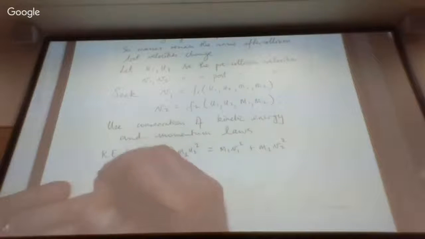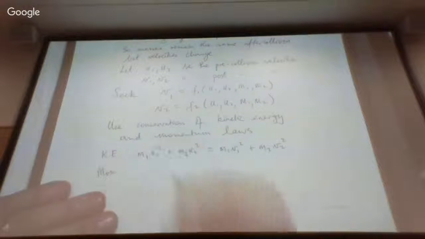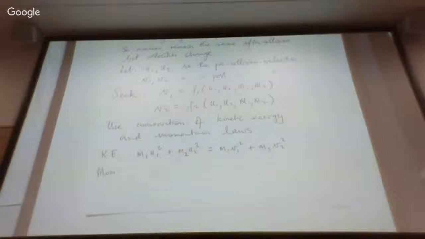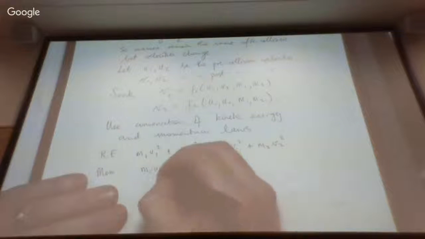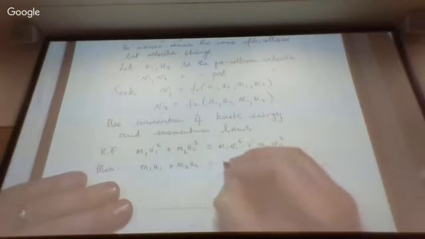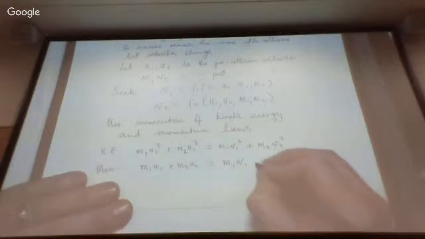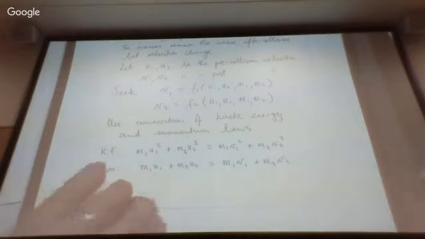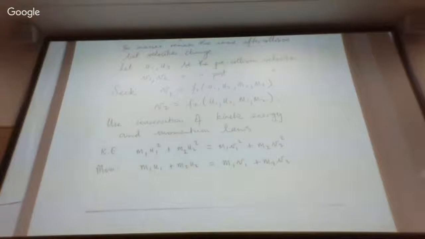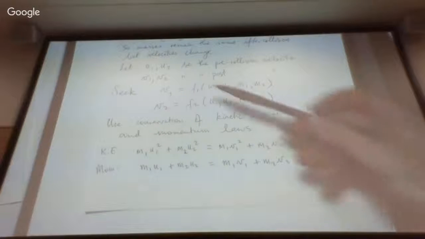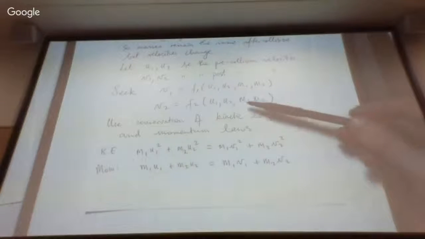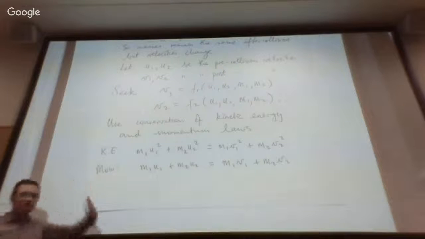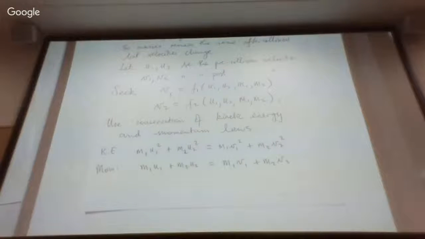And the momentum equation is similar, but without the squares. The momentum pre-collision is m1 u1 plus m2 u2. Post-collision, the total momentum is m1 v1 plus m2 v2. And that must be conserved. Now here we've got two equations, and we're trying to write v1 in terms of the other variables and v2 in terms of the other variables. So because we've got two equations, we hope to be able to do that.